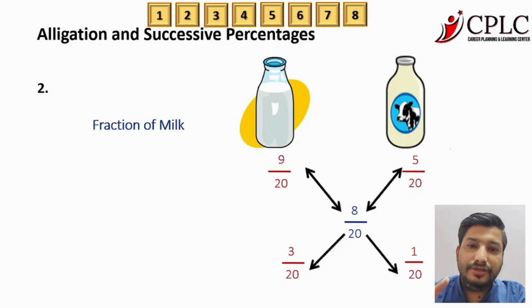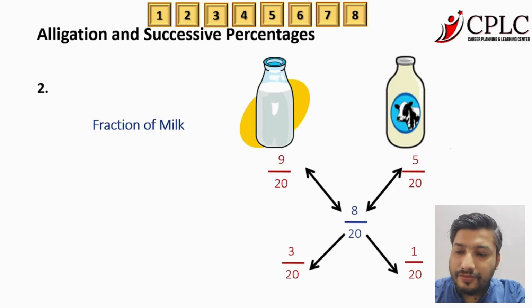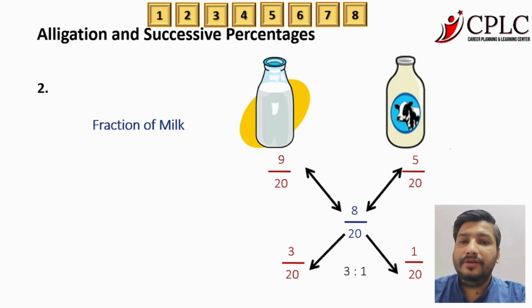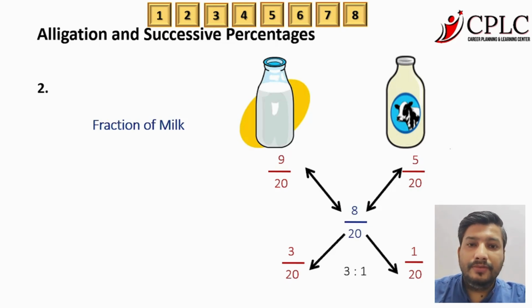But then again, because it's a ratio, we can also get rid of the denominator 20. So the final answer becomes 3:1 basically. Now as I said, this is for milk. Let's try and see what happens exactly for water.